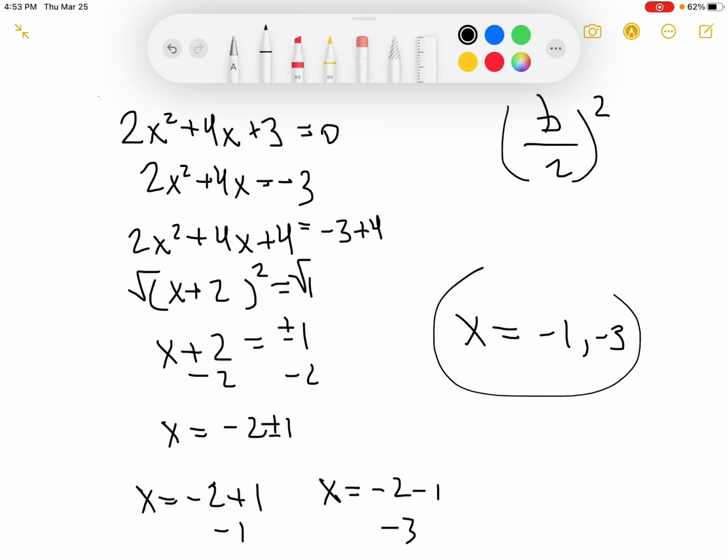And if we were to plug these into the equation, we would get 0 as our answer, because we set it equal to 0, and anytime you have an x-intercept, y equals 0.